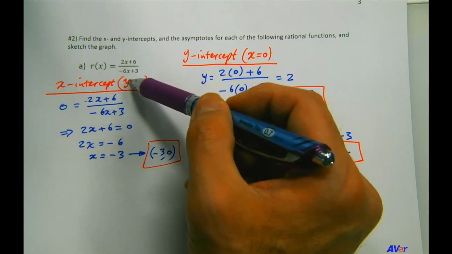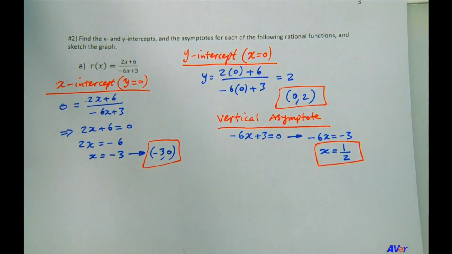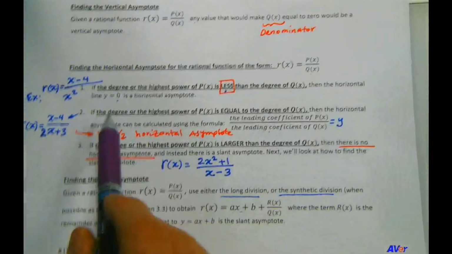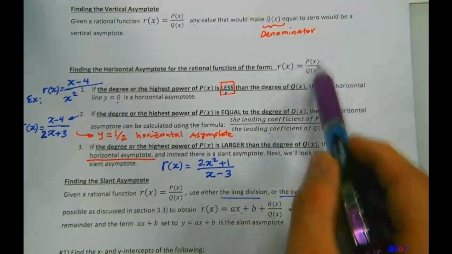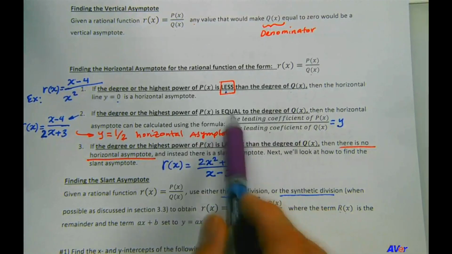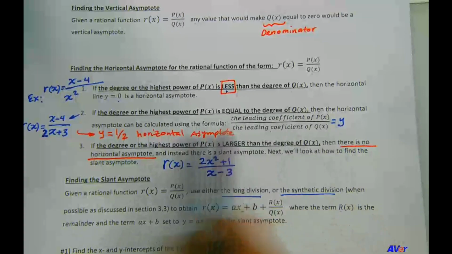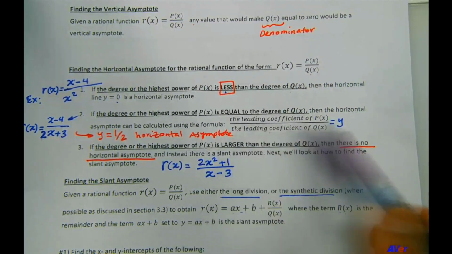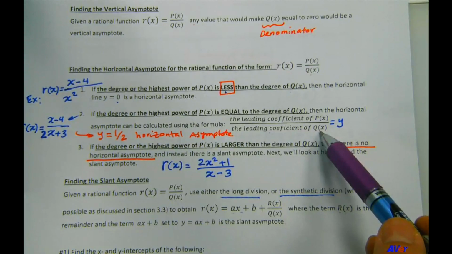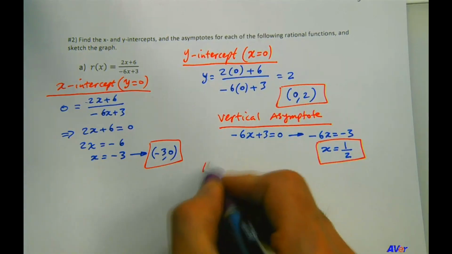So we do have a horizontal asymptote, and that was case 2. I believe that was case 2, right? Let me bring it back up again. So this is on page 2 of this worksheet. If the degree, or the highest power, of p of x is equal to the degree of q of x, then the horizontal asymptote can be calculated using this formula, which is the coefficient of the leading term in the numerator divided by the leading coefficient of q of x. Okay?